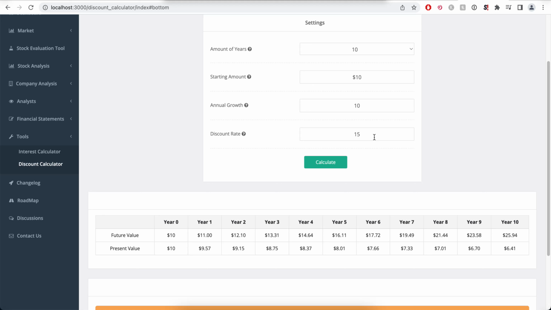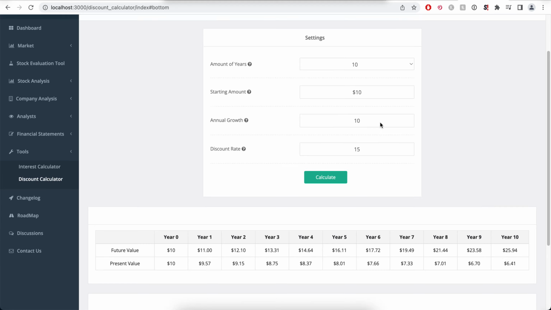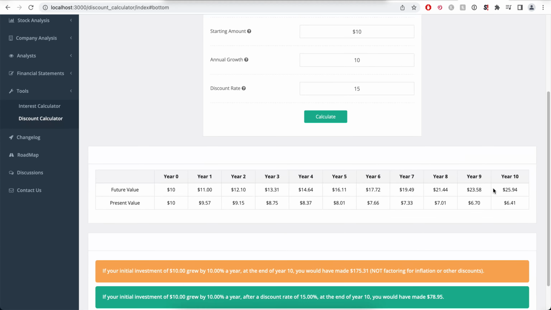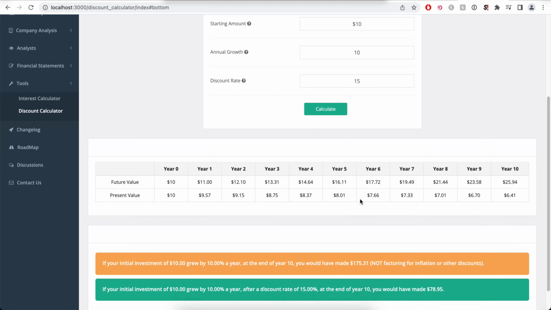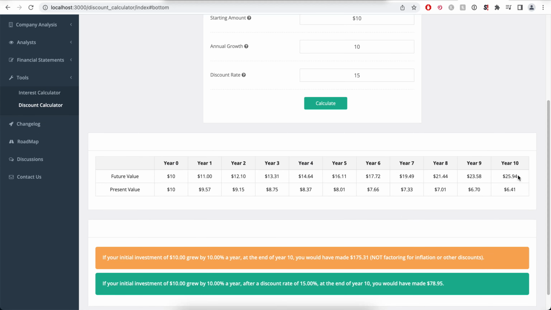So what are we doing right now? We are saying to the program over here, tell me how much $25.94 is worth 10 years from now when I'm accounting for a 15% gain on my investment every year. How much is this money worth to me today? So practically speaking, this is worth to you today $6.41 if you account for all this discount rate and the annual growth of 10%. And now, if you add these values together, you are way less than what was the total before, which was $175.